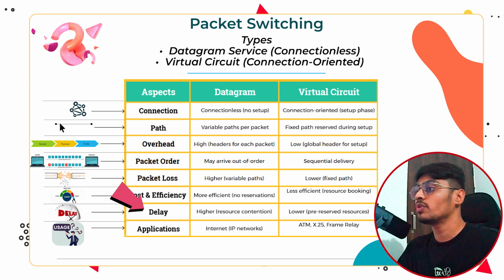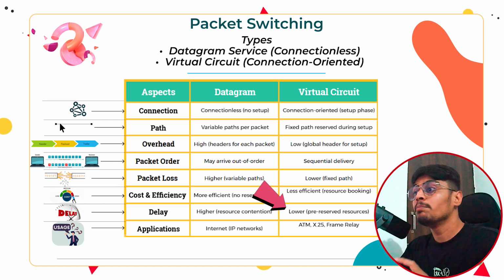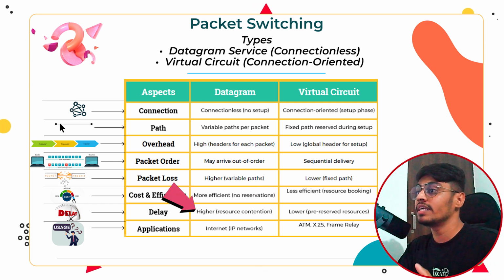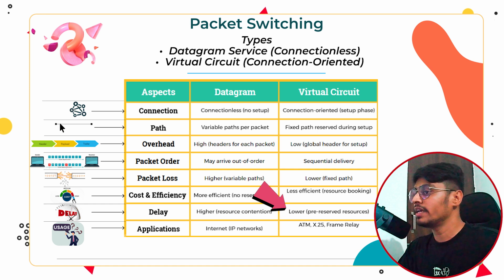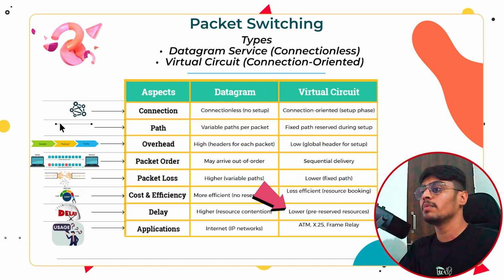Okay, now let's talk about delay. Delay in virtual circuit is less than in datagram switching. Why? Because in datagram switching, a packet might arrive at a switch and have to wait if resources are not available. It's like going to a restaurant without a reservation and having to wait for a table. In virtual circuit, since resources are already reserved, there's no waiting time. You can go to a restaurant directly to your table and start ordering.